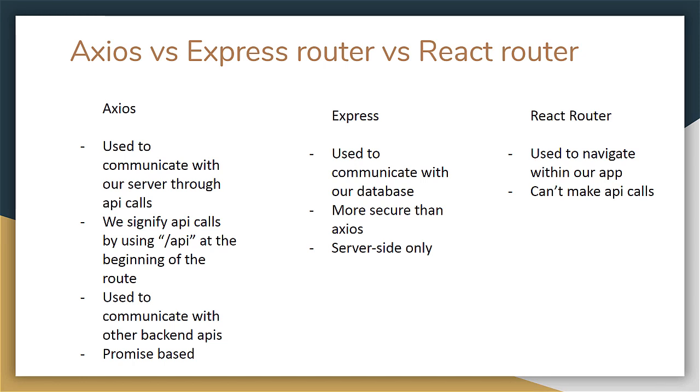So far in this tutorial, we've gone over Axios and Express Router. We have yet to see React Router, but in this section, I'll just briefly summarize these three libraries and how they work together. So let's first start with Axios. Axios is what we'll use to communicate with our server through API calls.